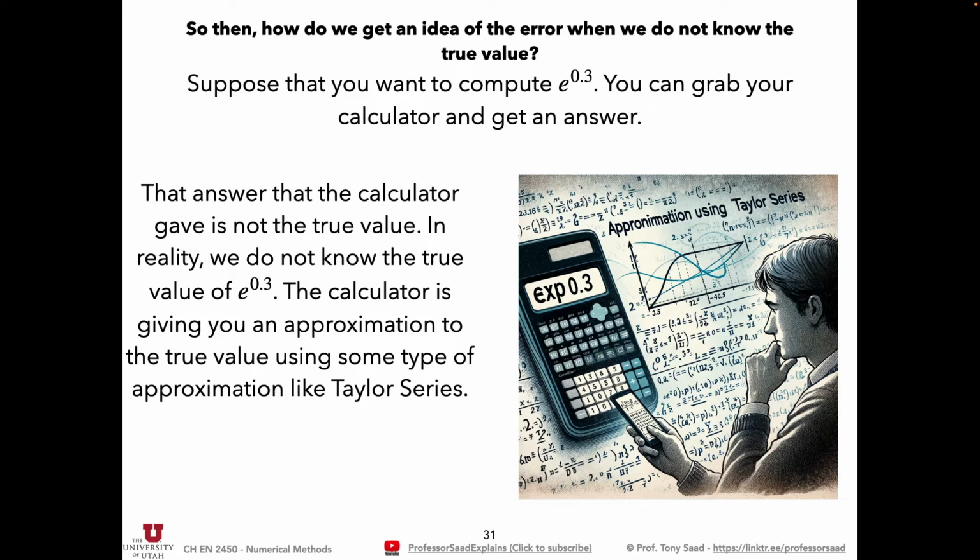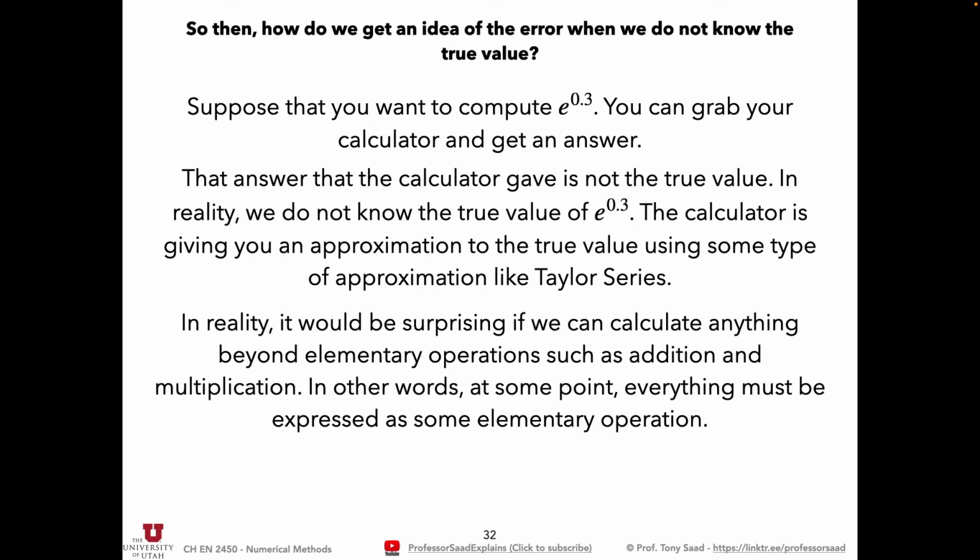The exponential is not like x squared or x cubed. x squared is easy to evaluate: x times x, we know how to multiply. But e to the power 0.3, how do you do that? You get a table, but how was the table created? So your calculator is actually not giving you that true value. That's my claim. It might be surprising.